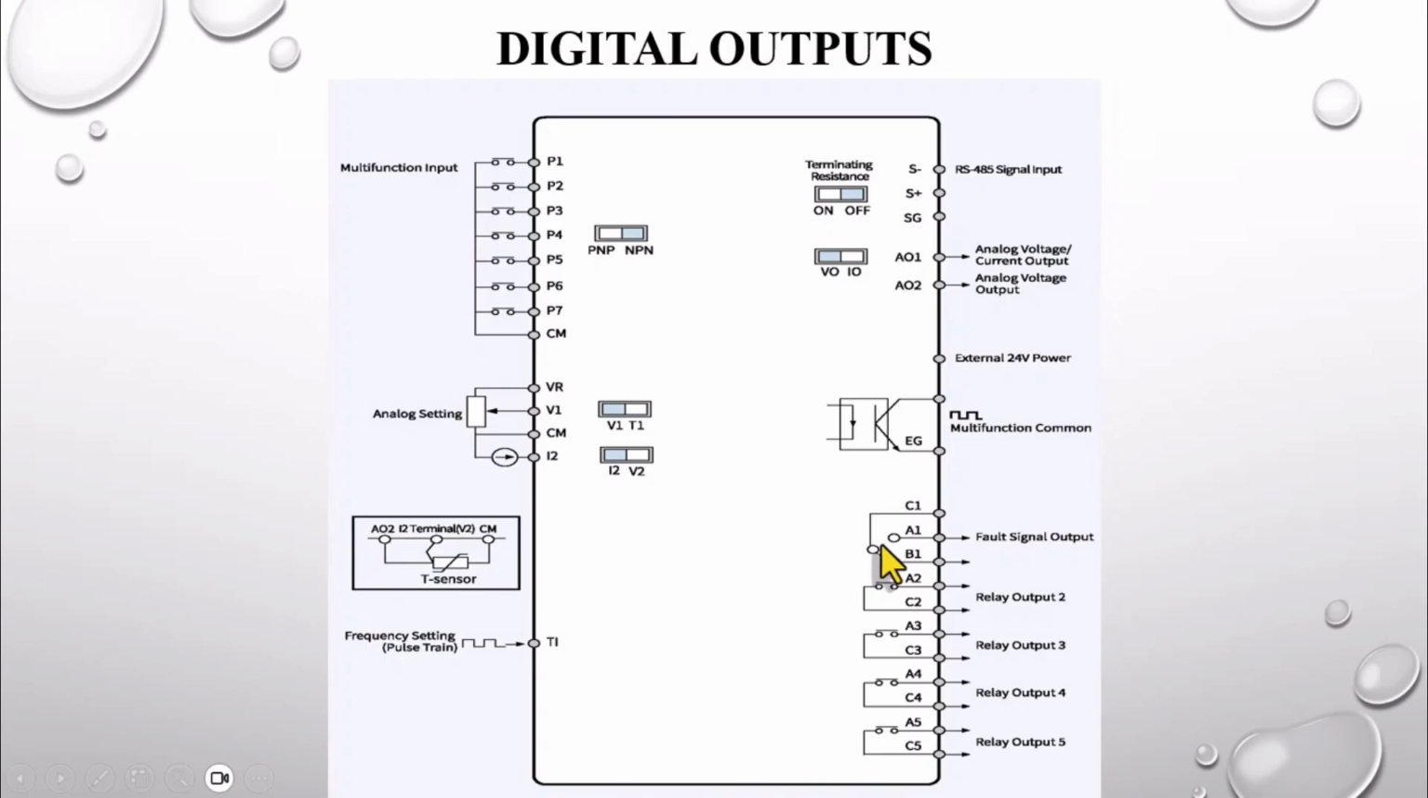In relay 1, you can have both a normally open and a normally closed contact. The B1 and C1 contacts are normally closed, and the A1 and C1 contacts are normally open. The rest of the relays are normally open by default. That is A2 and C2, A3 and C3, A4 and C4, and relay A5 and C5. So in the H100 inverter, we have one transistor output and 5 relay outputs from A1 to A5.